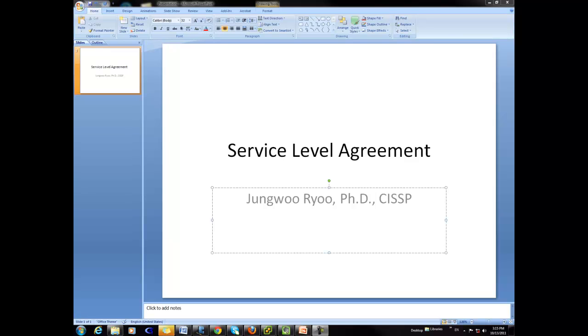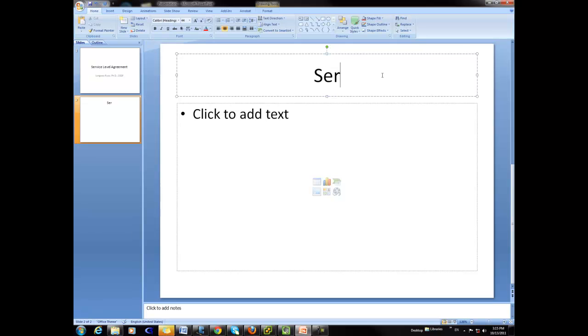Okay, so now let's talk about this idea of a service level agreement. Service level agreement is also abbreviated as SLA. And this is a contract between a customer and the service provider regarding some of the performance expectations of a network.